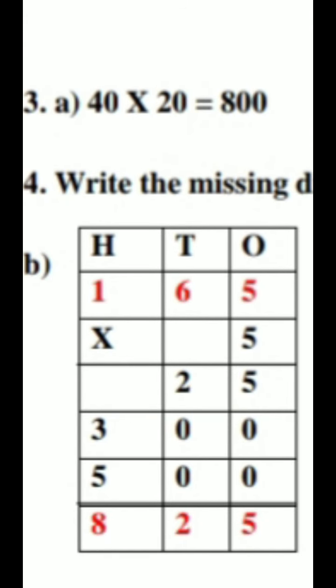Here you have to write the missing digits. The red digits are the missing digits in this multiplication. You know the tables, so from the tables you can find out which number could be there in your product form.